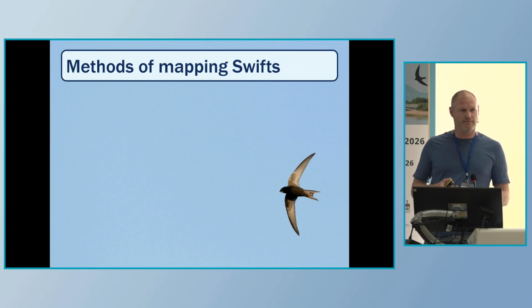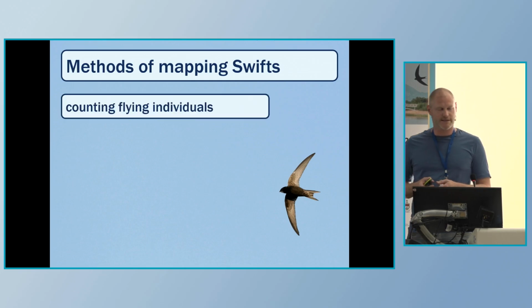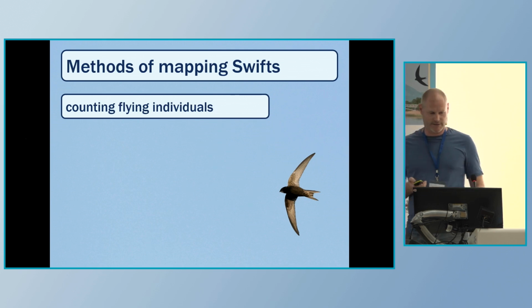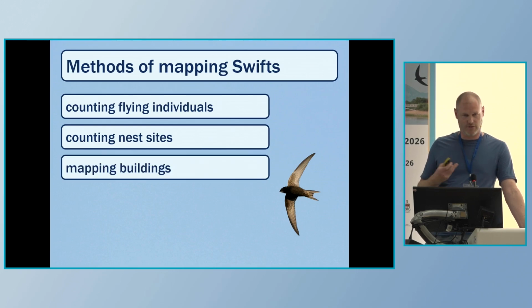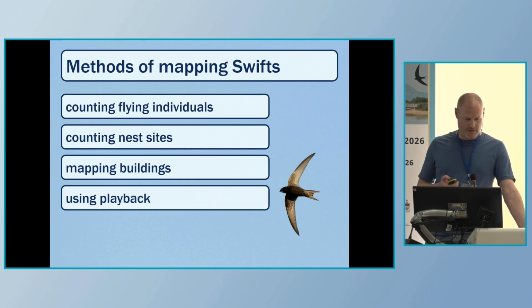What are the different methods of mapping swifts? The first one is counting flying individuals. The second one is counting nest sites. There are different ways to do that. And you can also map buildings if they are suitable for swifts, or how many cavities are suitable for swifts at these buildings. And last but not least, you can also use playback.